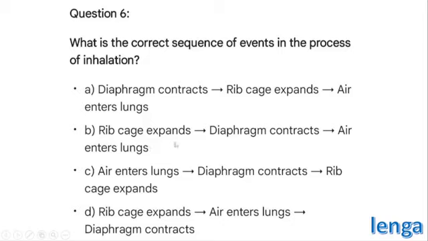B, rib cage expands, diaphragm contracts, air enters the lungs. C, air enters lungs, diaphragm contracts, rib cage expands. D, rib cage expands, air enters lungs, diaphragm contracts. So what will happen is that the diaphragm is going to contract, so that the rib cage will expand. Once the rib cage expands, the air is going to enter the lungs. So our correct answer here is A.